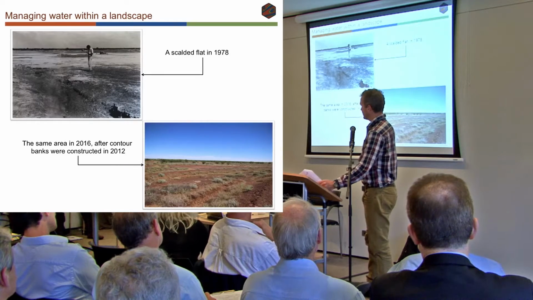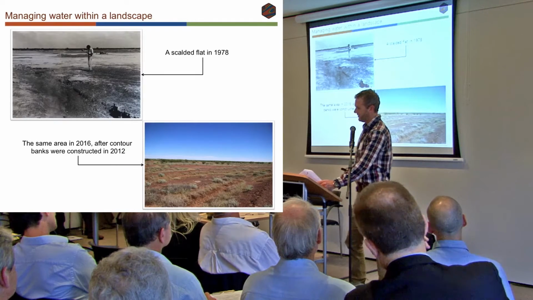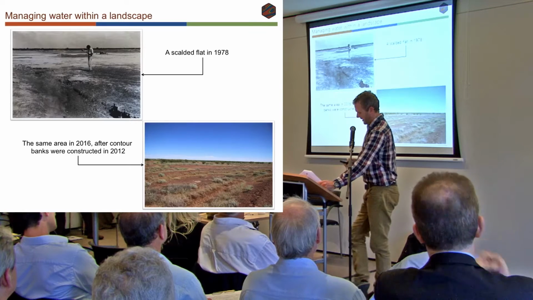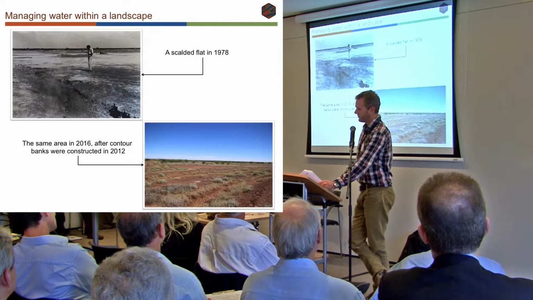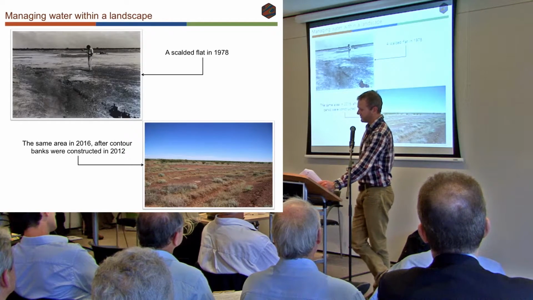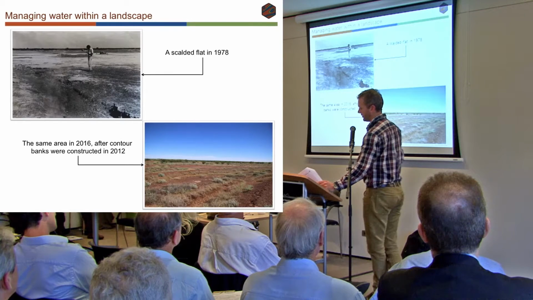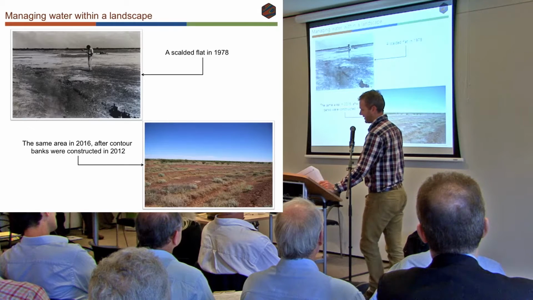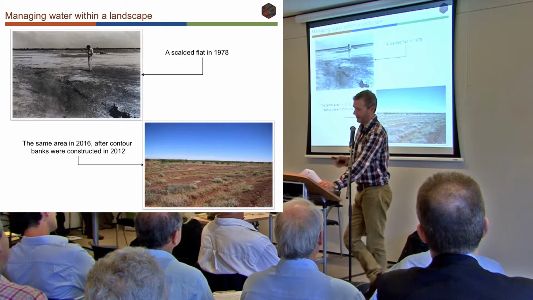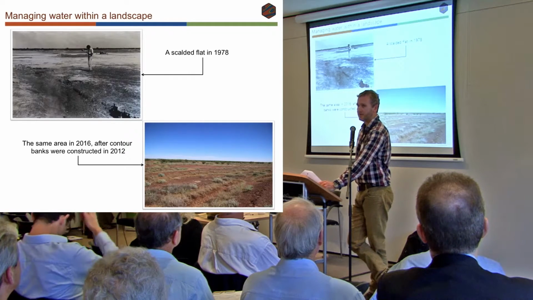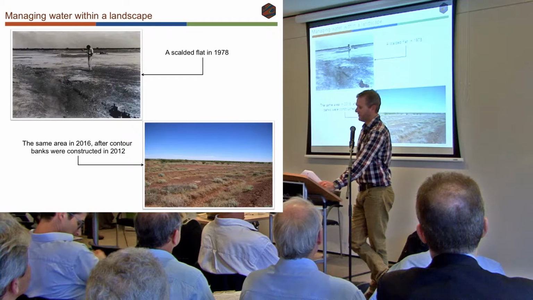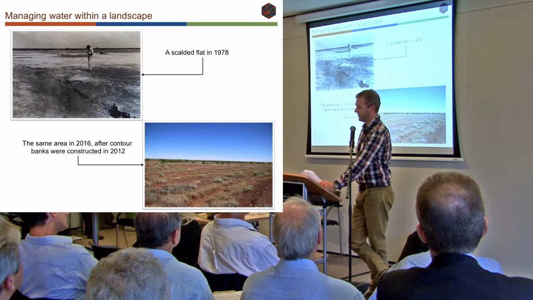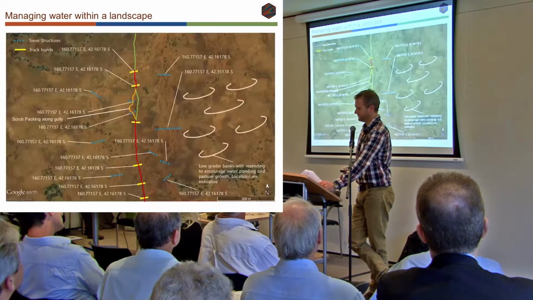Again, some images of a scalded flat taken in 1978. This is up in the Kimberley. The manager introduced some banks in 2012, and four years later in 2016 he's seen a significant response across those banks. He's essentially recovered that entire area, and he's using these for cattle grazing, but if you were to be managing this area for carbon, I think you'd be pretty happy with that response from a fairly minimal intervention.